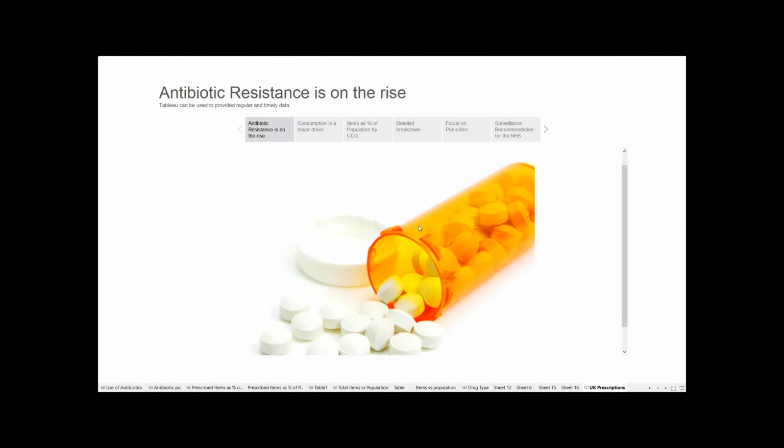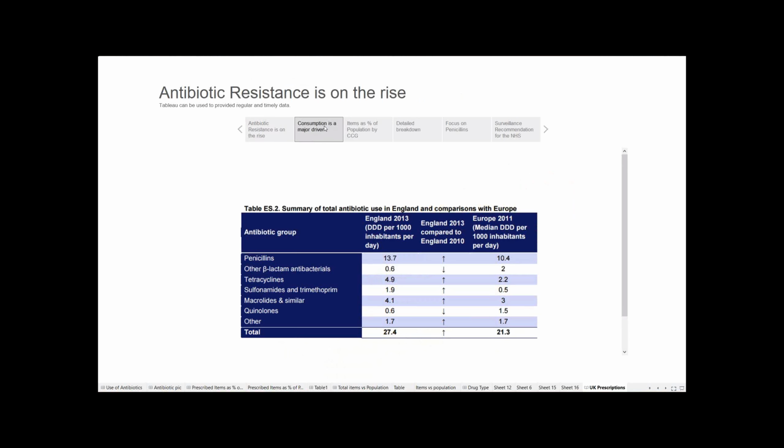A report by Public Health England last year suggests that the consumption of antibiotics is a major driver for the development of antibiotic resistance in bacteria. So it's something that needs to be controlled. This wasn't made in Tableau, but it just shows that we're consuming more than the rest of Europe. So the UK last year published a cross-government 5-year antimicrobial resistance strategy, which includes antibiotics. And one of the key aims of the strategy was better access and use of surveillance data.